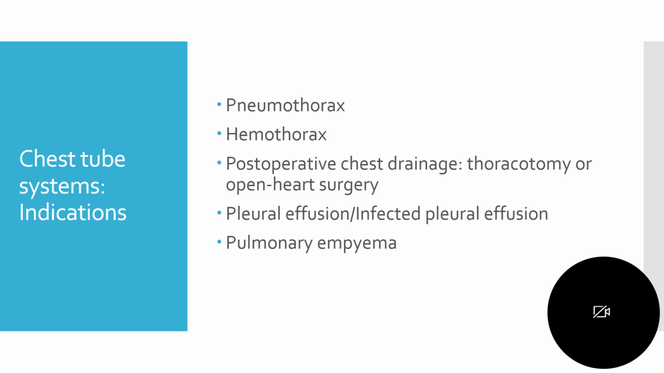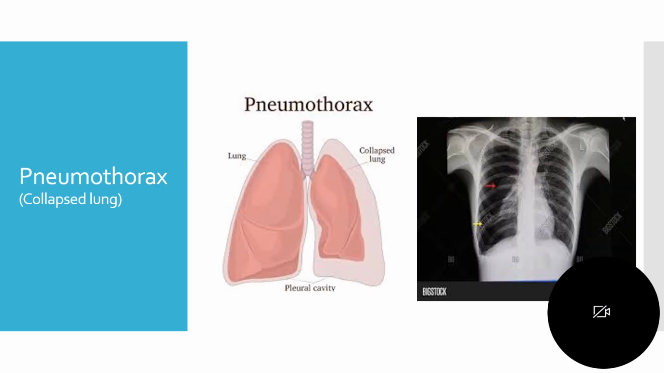Pleural effusion is a collection of fluid around the lungs, and then there is pulmonary empyema, which is the collection of pus or infected fluid in that pleural space. The next 4 slides will give you a brief description of these conditions or indications for chest tube.